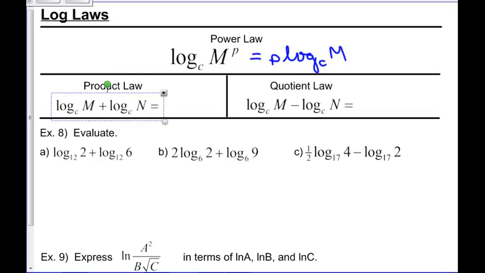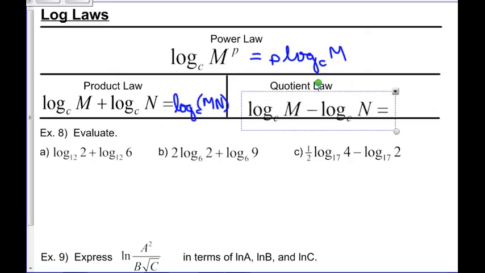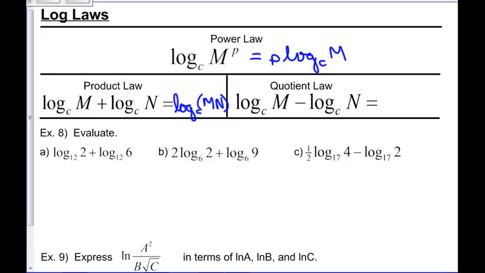Okay, there's also a product law, and it says that when you add two logs of the same base, you can get a single log expression of those two things multiplied together. So when you put them together, you multiply what you're taking the log of. Similarly, there's this quotient law, and it says when you subtract logs of the same base, we divide to combine them. So this would be m over n. The one that's being subtracted always ends up on the bottom.